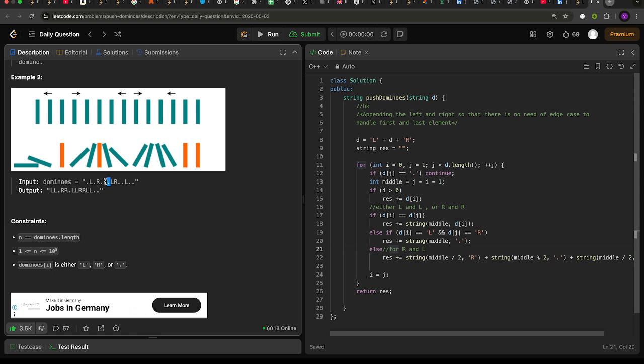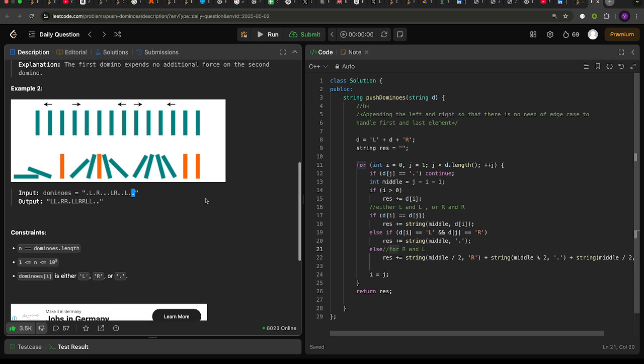Then at the second iteration, or another second, one is falling from the left side and one is from the right side. So this domino will remain stable. Then we have right and we have left. So this domino will fall toward the right side at the first second, and this also falls toward the left side. So this becomes RRLL. And as this domino is falling toward the left, there is nothing which can impact this domino, because it can only be impacted by a right domino or right-pushed domino. So this will remain the same. Hope you understand the test cases.